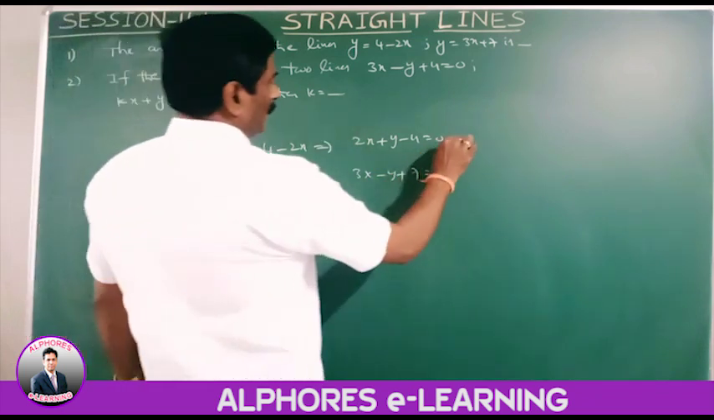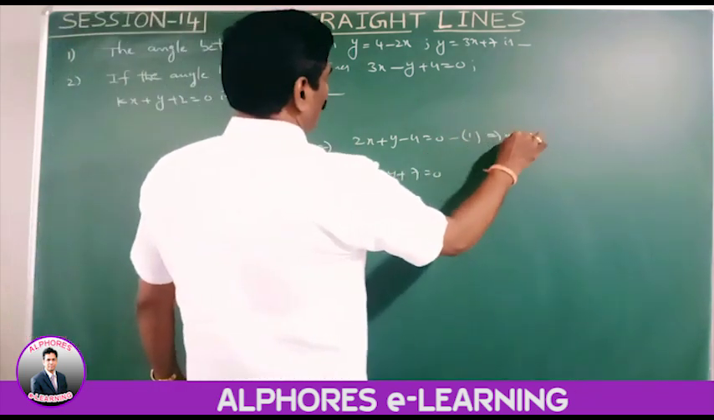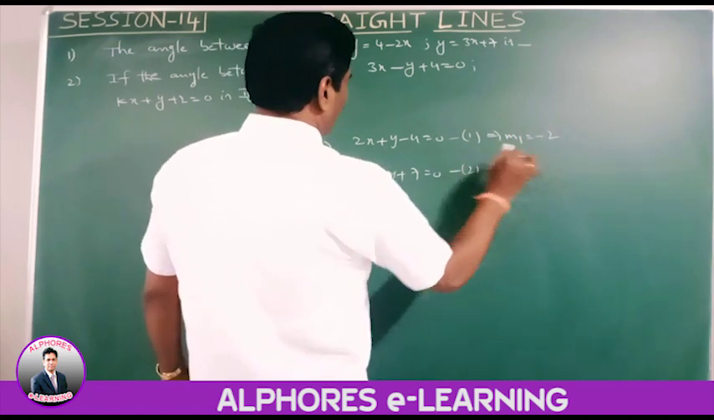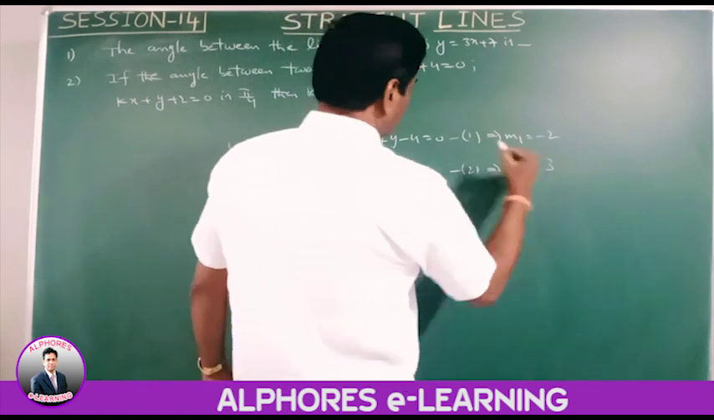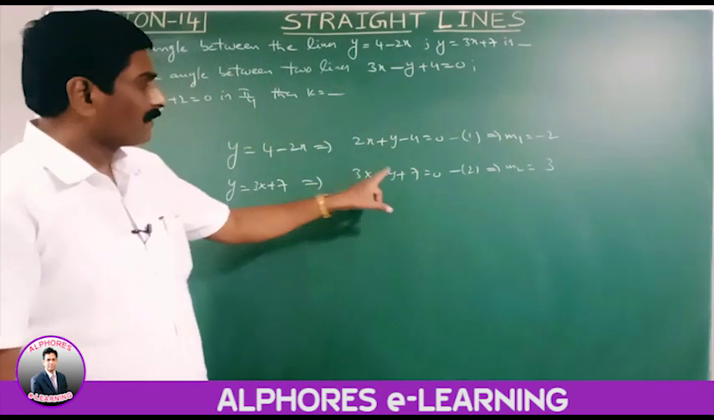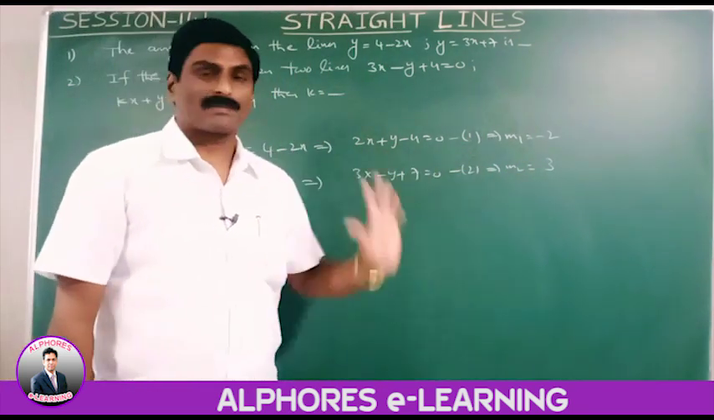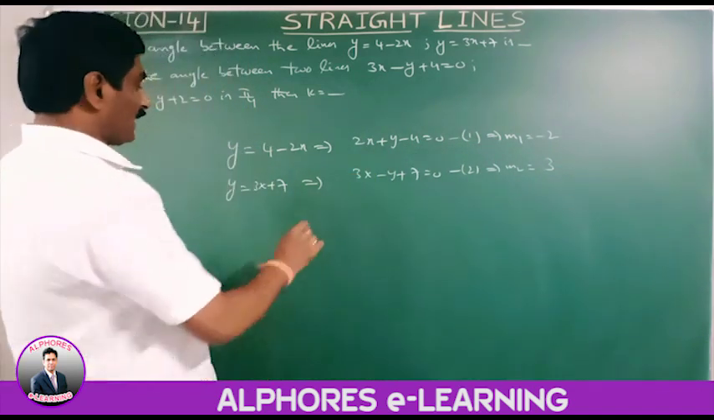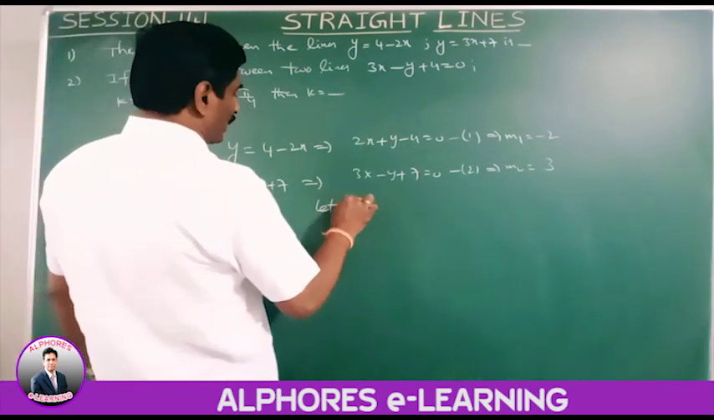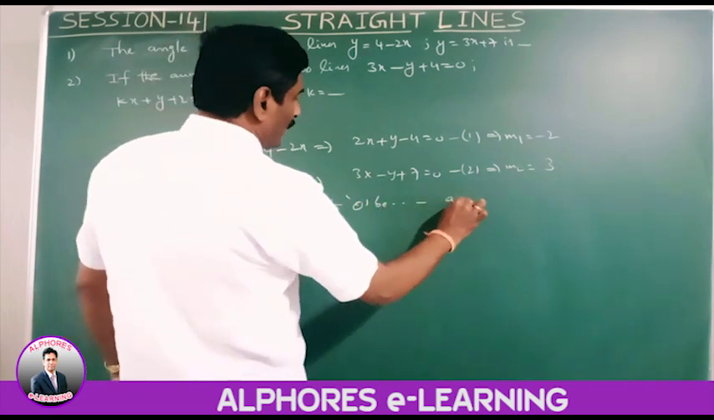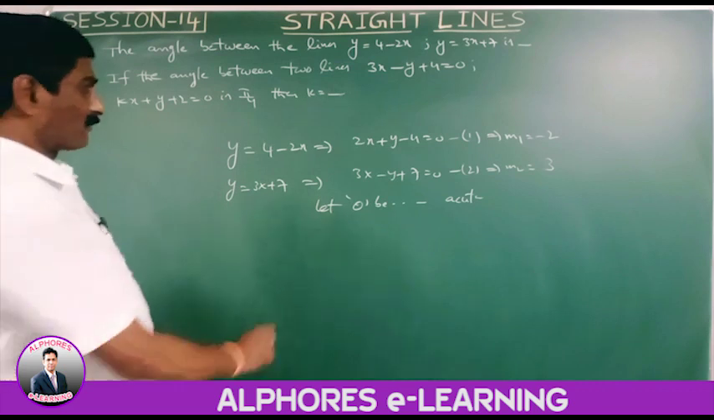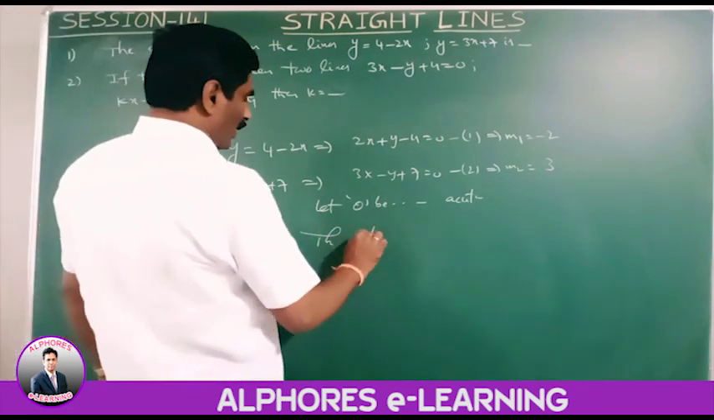These are two lines. What is the slope of the first line? m1 is equal to −x coefficient by y coefficient. What is the slope of the second line? −x coefficient by y coefficient means 3. Okay, −3 by −1, 3. −2 by 1 means −2. Here m1, m2 are slopes of the two given lines. Let theta be the acute angle between the two lines. Then what is the formula? Then we know that tan theta is equal to what is the formula?